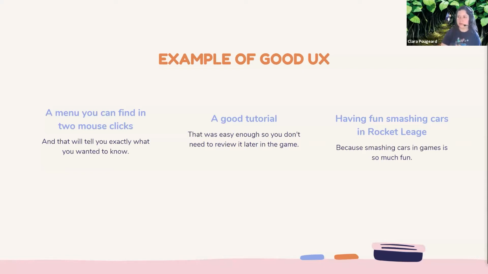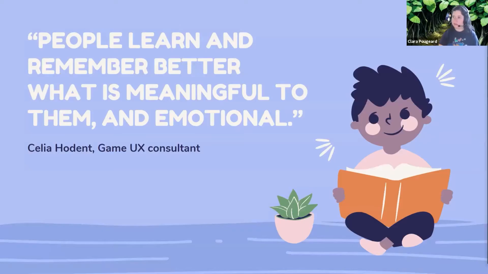I wrote down one of my favorite quotes from Celia Hodent. Celia Hodent is a game UX consultant. She worked for Fortnite. She was the lead UX designer on Fortnite at the very beginning, and she kind of instilled UX in games at the time, like 10, 15 years ago. And she said, people learn and remember better what is meaningful to them and emotional. And UX is definitely about this. It's making people attached to a video game because the experience is so smooth that they can feel the emotions that the dev wanted to communicate with them.